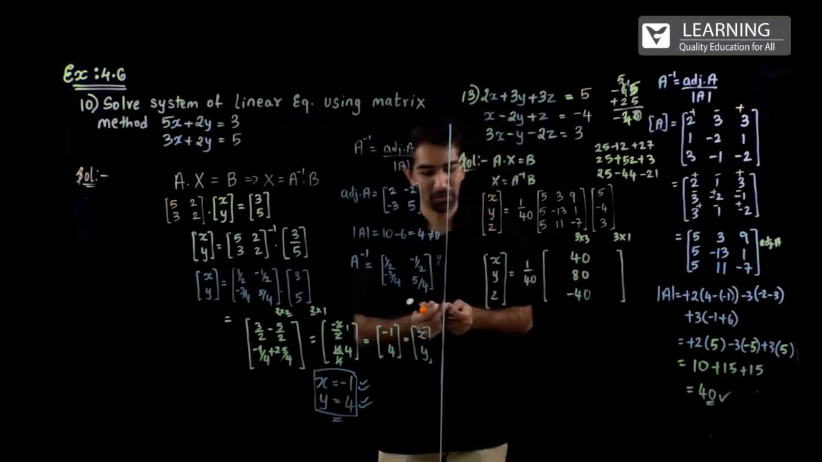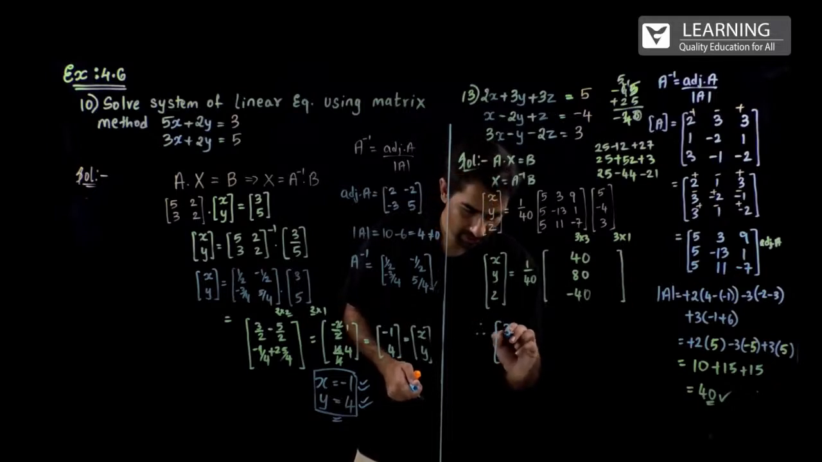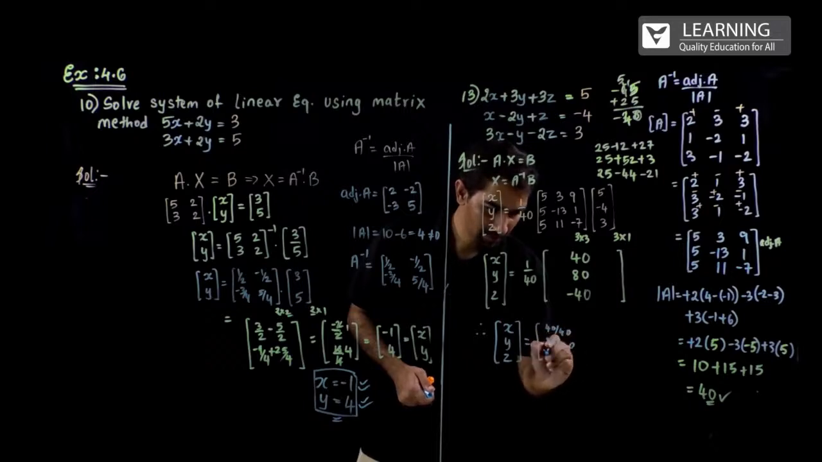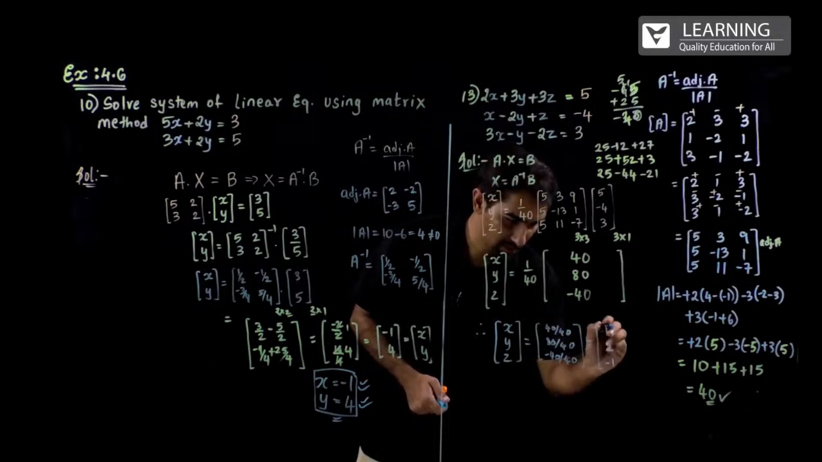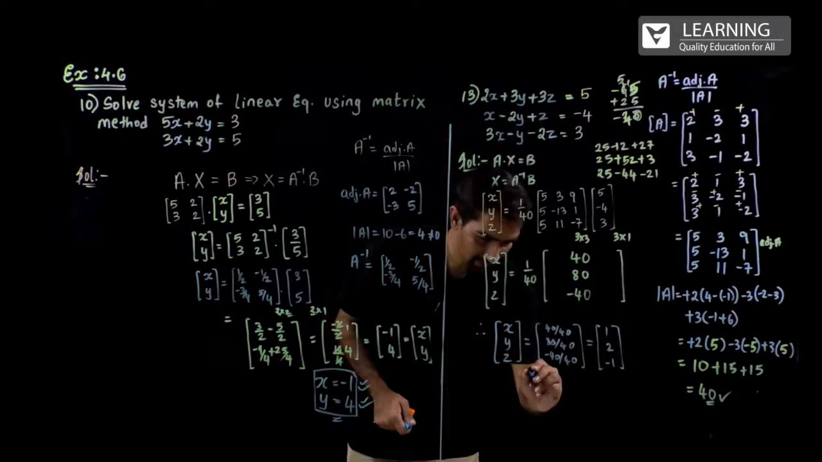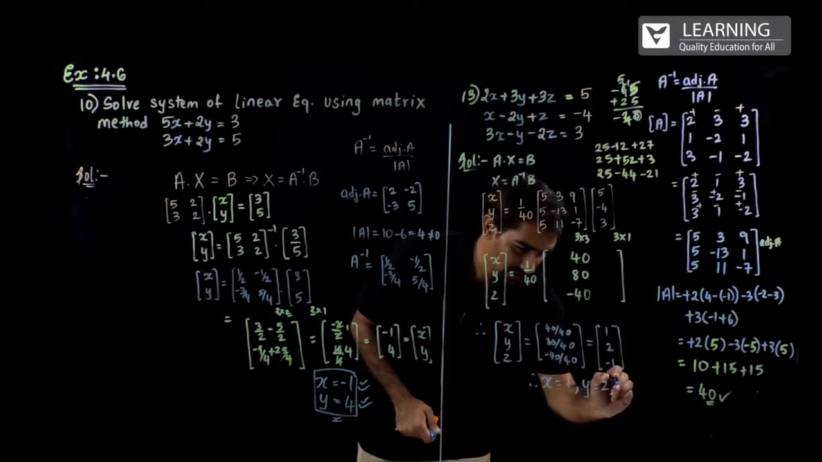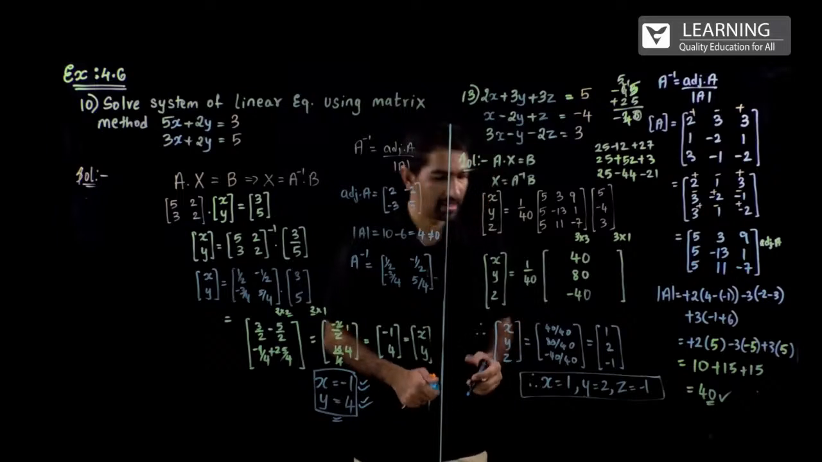Correct. So now what are x, y, z values? Therefore, x, y, z is equal to, take this 40 inside, 40 by 40, 80 by 40, minus 40 by 40, which is equal to 1, 2 and minus 1. So therefore what can we write here? Therefore x equals 1, y equals 2 and z equals minus 1. These are values of x, y and z.